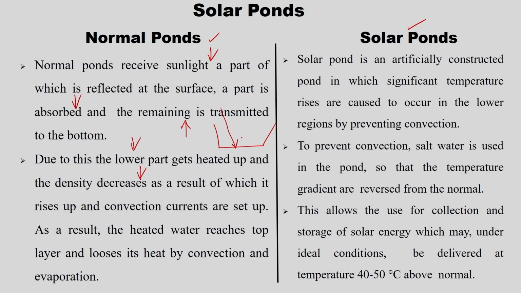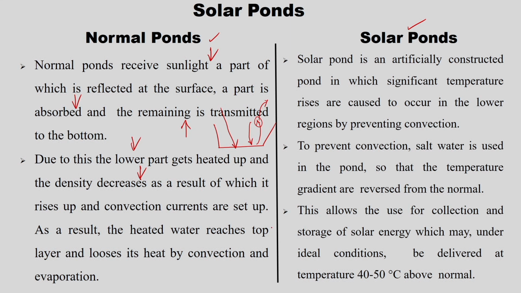So, based on that, whatever energy is collected at the bottom of the pond, it takes the heat and gets heated up. Because density is low for the heated water, it tries to go above, and the cold water which is in the upper part of the pond comes down. So, this water further loses its energy to the atmosphere by evaporation or by convection.